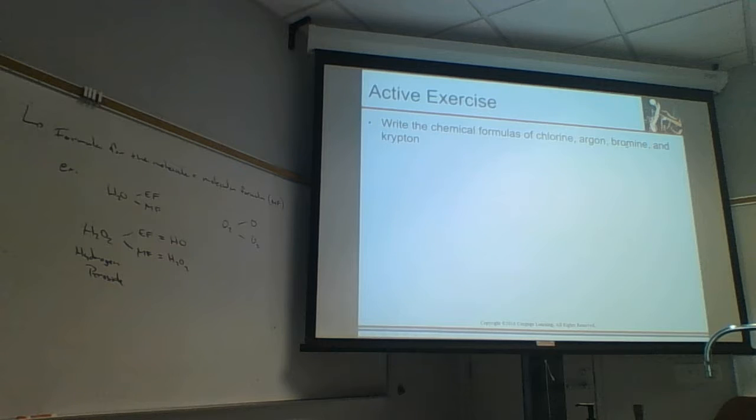Bromine. Br2 would be the molecular. The empirical would be Br. Krypton. Krypton is Kr, and does it form molecules? No. So here it is: Cl2, Ar, Br2, Kr.